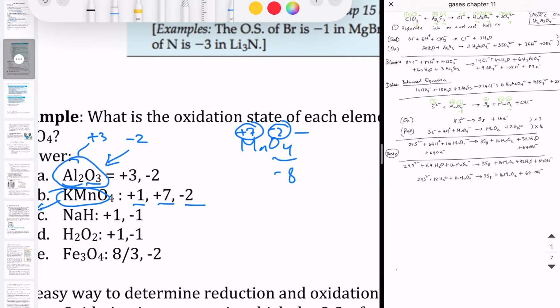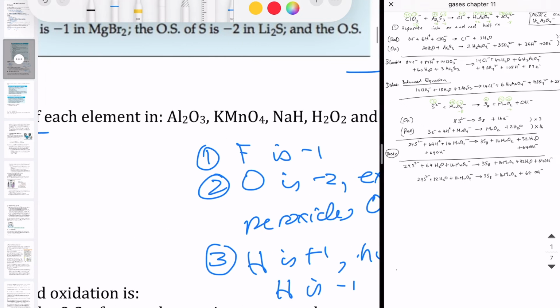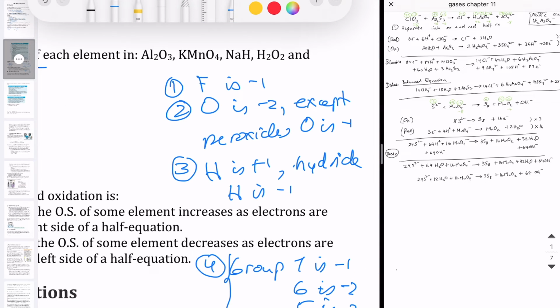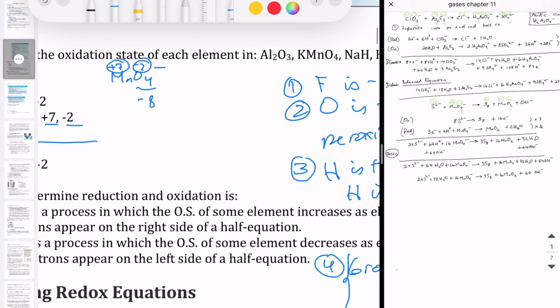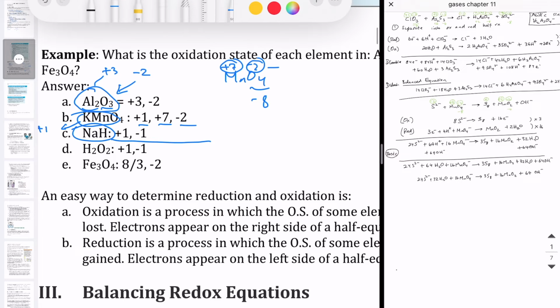Let's take a look at the third one. This is sodium hydride. So again, hydrogen, as I said earlier, is always +1, except when it's being combined with a metal, which is this hydride form. So now we know that sodium is a group 1 cation, so it's going to be +1. The hydrogen has to be -1 in order to get the total to be 0. So that's why it's +1 and -1 there.